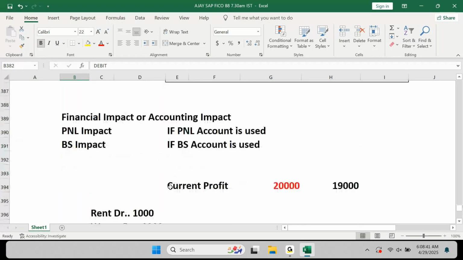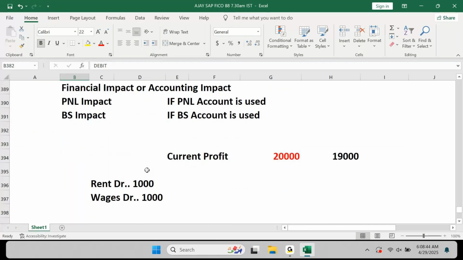And if I scroll down, we also discussed that when somebody is talking about financial impact or accounting impact, there are two impacts: one is P&L impact, another one is balance sheet impact. If your accounting entry contains any P&L account, you will say that yes, this entry contains a P&L impact. If your accounting entry contains any balance sheet account, we say this entry has got balance sheet impact. In short, you have to look at the GL account. If your GL account is P&L, there is a P&L impact. If your GL account is balance sheet, there is a balance sheet impact.